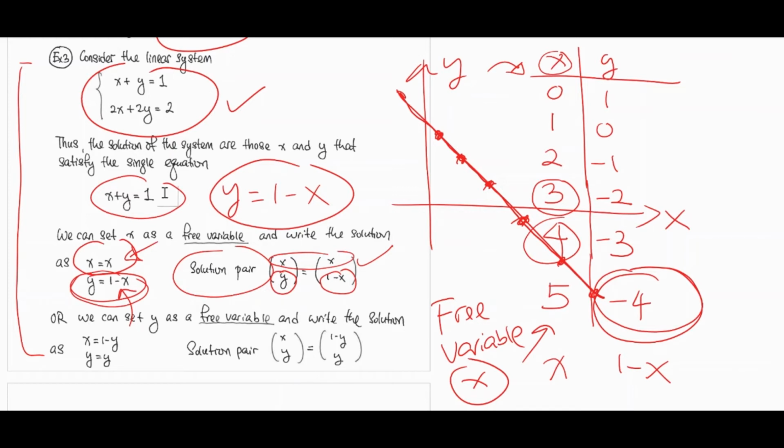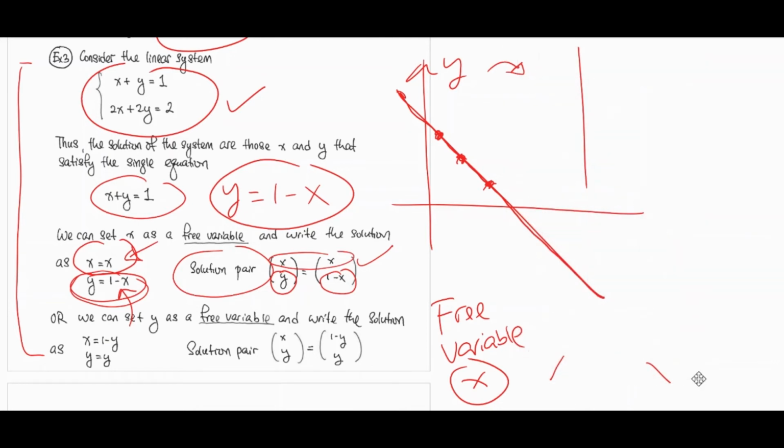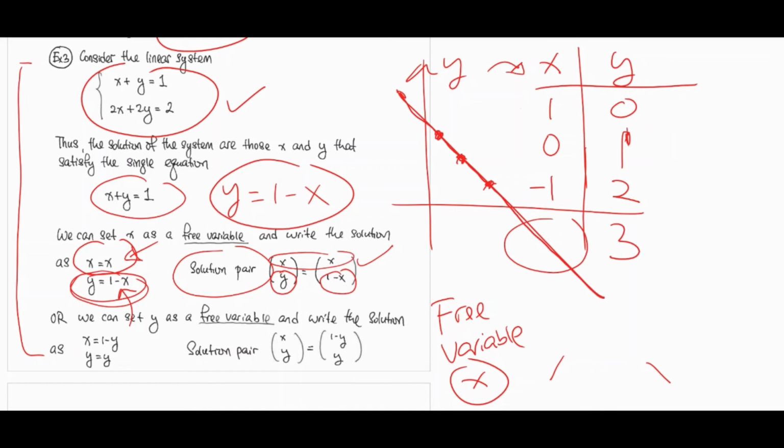We can also set up this table differently, like this. For example, this is my y, this is my x. I can choose my y equal to 0. I can choose my y equal to 1. So if I choose my y equal to 0, my x cannot be any other number. It has to be 1 minus y. So here has to be 1. If this is 1, this has to be 0. If my y is 2, my x will have to be 1 minus y, so it has to be minus 1. If this is 3, this will be 1 minus 3, which is minus 2.